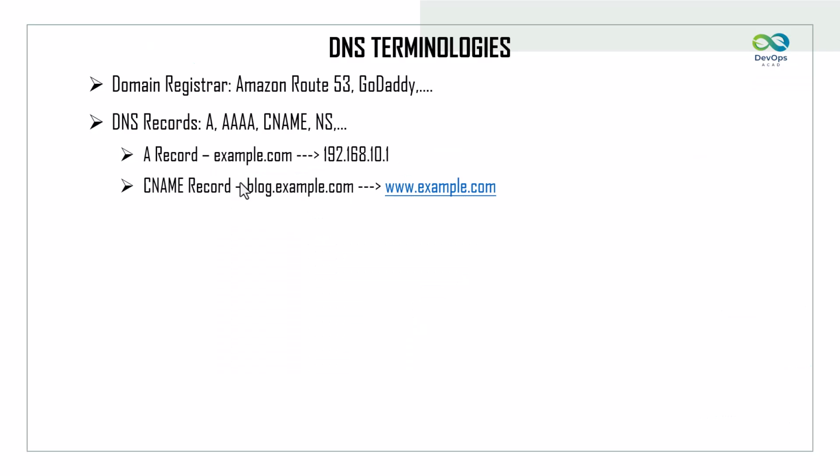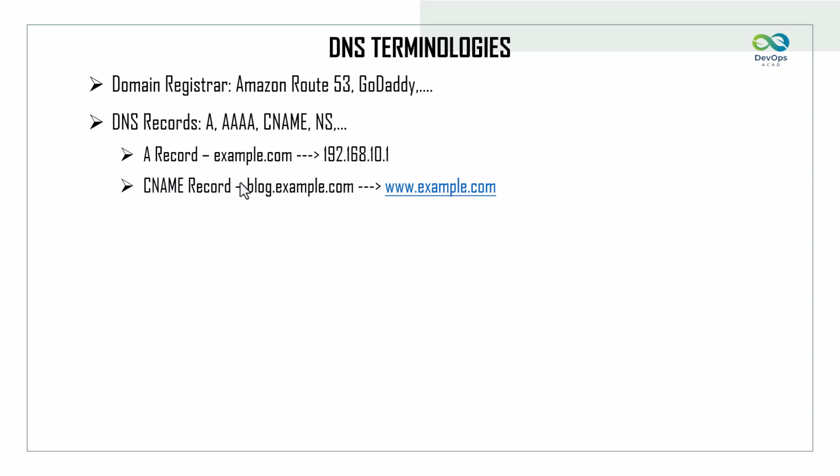So we have the CNAME record as well. Now, what is the CNAME record and what does it do? The CNAME record is sometimes referred to as the canonical name record. It is basically used to map one host name to another host name, but not to an IP address. So an A record is to map a name to an IP, but a CNAME is for mapping one host name to another host name.